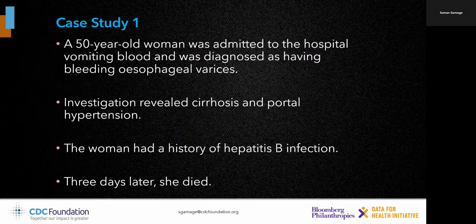Let's go through a case study. A 50-year-old woman was admitted to the hospital vomiting blood and was diagnosed as having bleeding esophageal varices. Investigations revealed cirrhosis and portal hypertension. The woman had a history of hepatitis B infection. 3 days later, she died. I will explain the medical terms included within this case study.